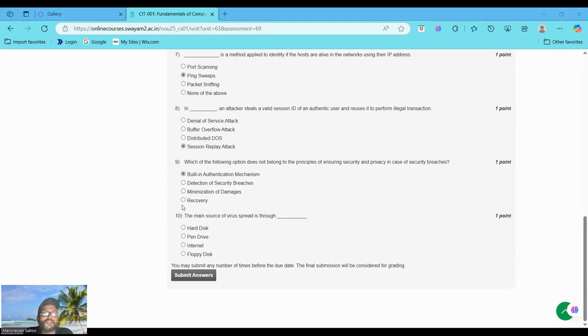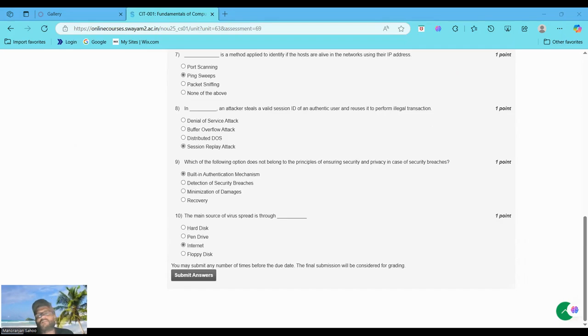Now, the last question is, the main source of virus spread is through dash. The main source is internet. We know the internet is a globalized network. We can access data, share data, or manipulate data across the globe. We can send our message and receive others' messages with the help of the internet. So the internet is the primary source of virus spread today via email attachments, malicious downloads, and compromised websites.